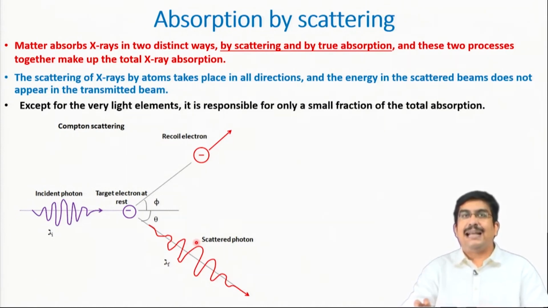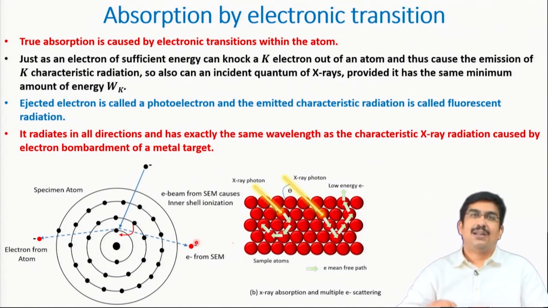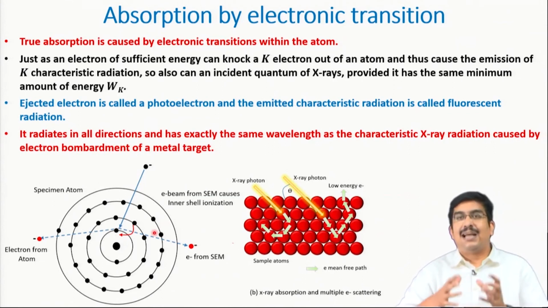It is for a very light element that scattering has a significant contribution in the total absorption, only for light elements. For heavier elements, scattering contributes a very small amount in the total absorption. For those kinds of material, heavier elements, it is mostly something called true absorption. Okay. So, what causes the true absorption? True absorption is mostly happening by electronic transitions within the atom. So, true absorption depends on the X-ray material interaction.